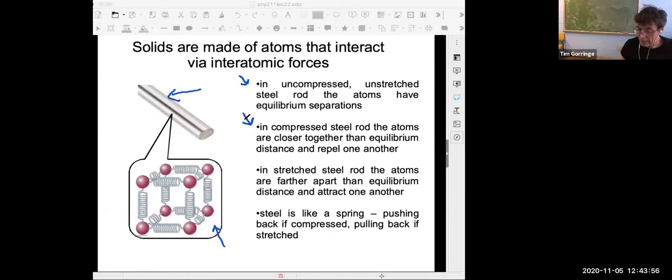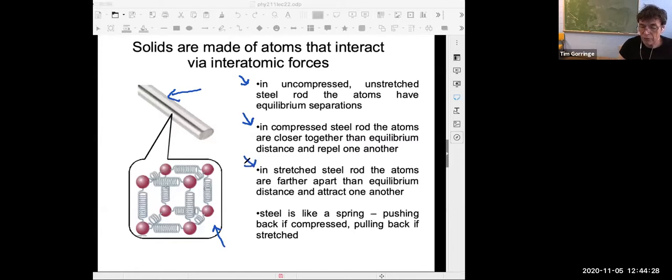And so in that way, when you compress the steel rod, it acts like a spring because it pushes back. And actually, the harder you squeeze the steel rod, the more it pushes back. So it acts exactly like a spring. You get a greater spring force from the steel rod, the more you try and compress the steel rod.